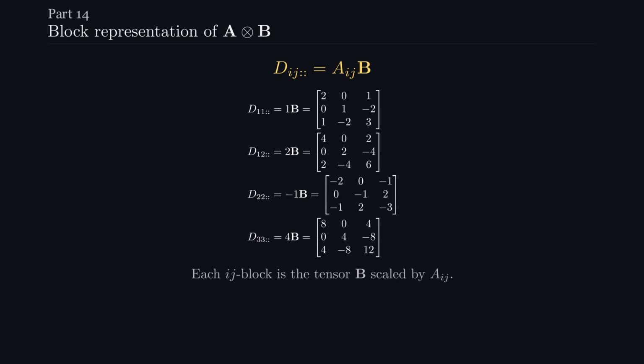For D_ijkl equals A_ij B_kl, each ij block is the matrix B scaled by A_ij. For example, D12 is 2 times B, while D22 is -1 times B.